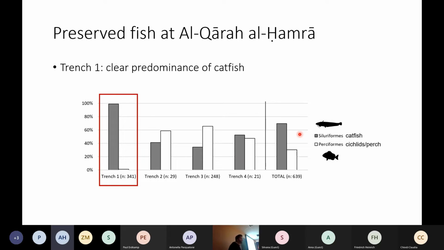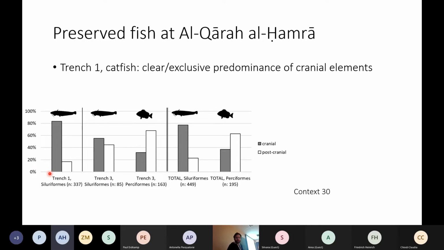The fish assemblage is dominated by catfish, as you can see here, but there is a much clearer predominance of catfish in trench 1 compared to the other trenches. And if we look at cranial and postcranial elements and their distribution, we see that for catfish there is a clearer prevalence of cranial remains, and this has been observed in different sites, and it is known that cranial elements tend to survive better for catfish, and so this may in part explain this pattern.